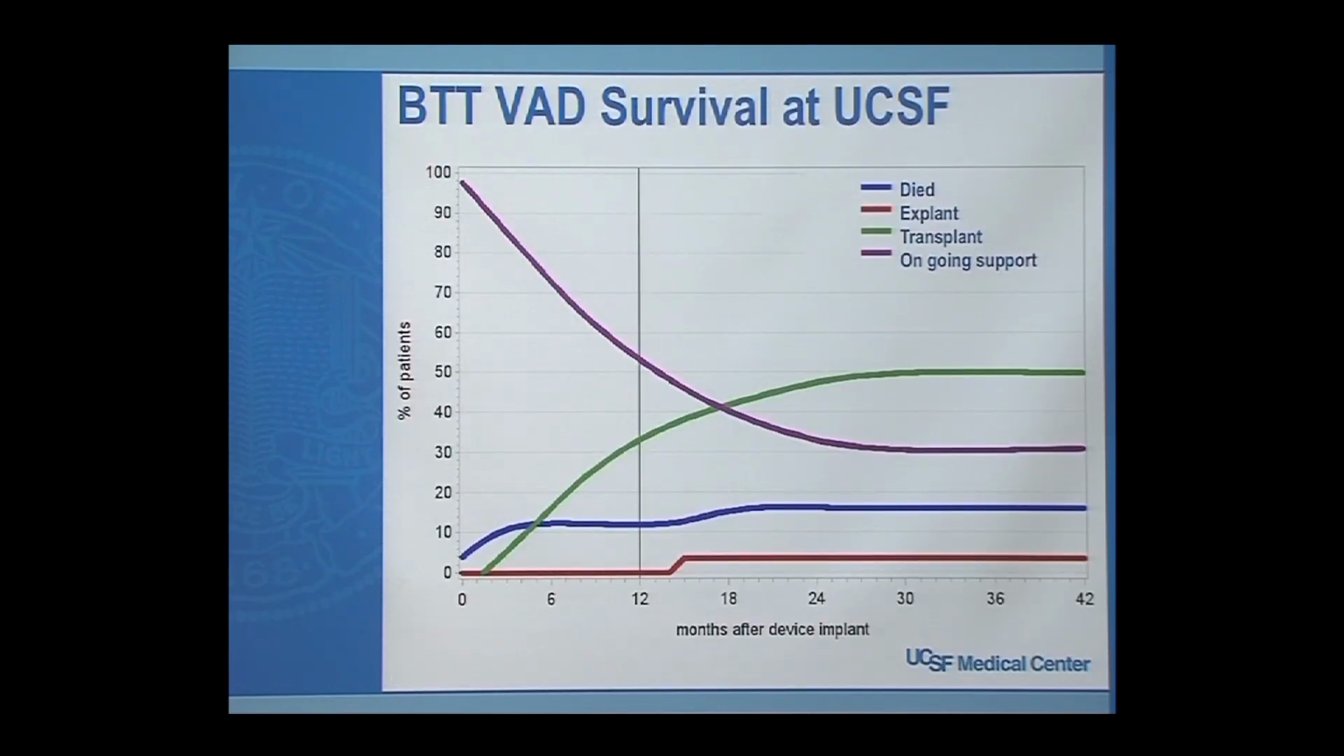As I mentioned, the survival is pretty good. So the overall survival is about 80% at 1 year. This is our own survival for patients who are bridged to transplant. About 86% of the patients are alive or have been transplanted, so at UCSF.